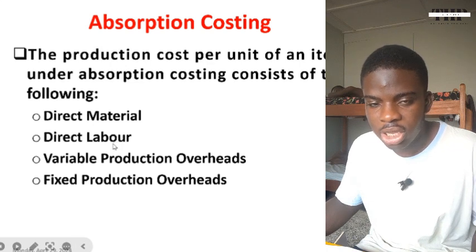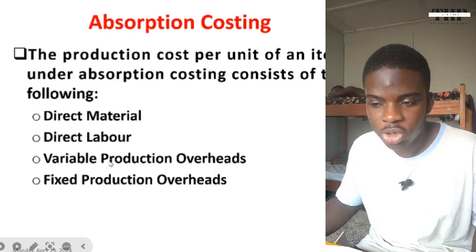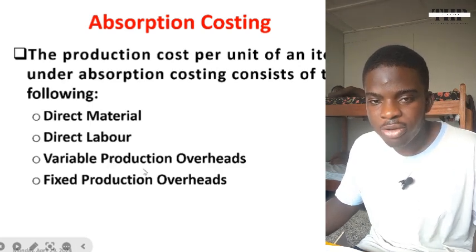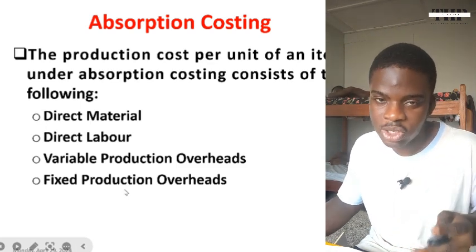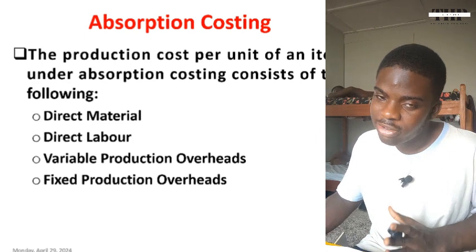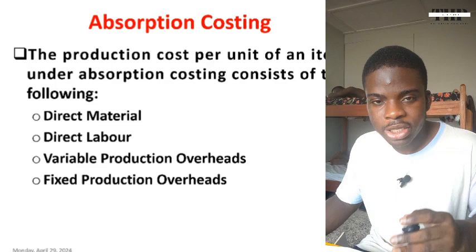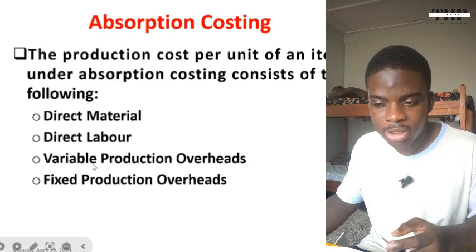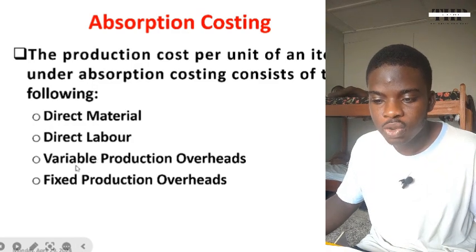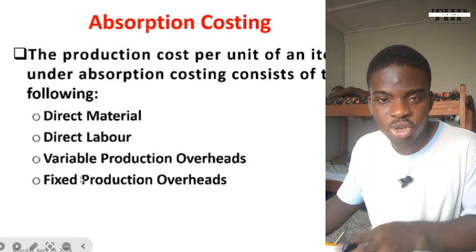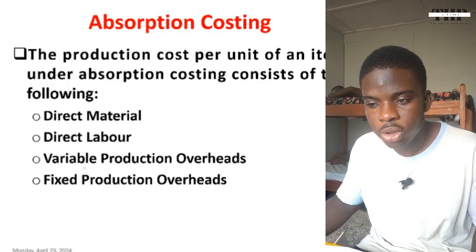Now this is a key point. The production cost per unit of an item under absorption costing consists of the following, right? So let's say you have a battery, one battery, and the total cost per battery under absorption costing is 50 Ghana cedis. In that 50 Ghana cedis, you will see a quota or a percentage for direct material, direct labor, variable production overheads, and fixed production overheads. Right, so these are the four things that go into the total cost per unit of a product under absorption costing. Moving on.